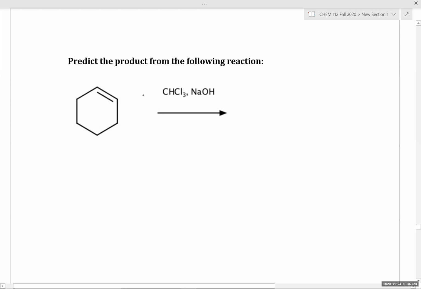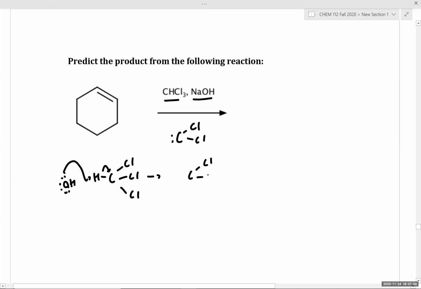So for example, if we treat the following alkene with chloroform and sodium hydroxide, we know that these conditions result in the generation of the dichlorocarbene. Just to show that mechanism really quickly as a refresher. So sodium hydroxide abstracts a proton. Then chloride leaves, and that generates a dichlorocarbene.